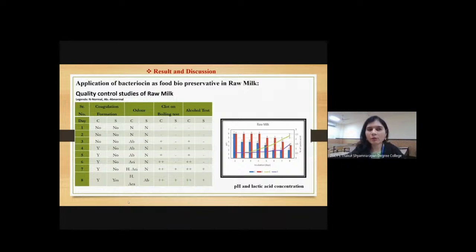This graph shows the pH and lactic acid fermentation. The pH decreases, that is, acidic conditions were obtained after the 4th day, and lactic acid concentration also increases after the 4th day. That is, this raw milk was stable up to 4 days and then its quality decreased.